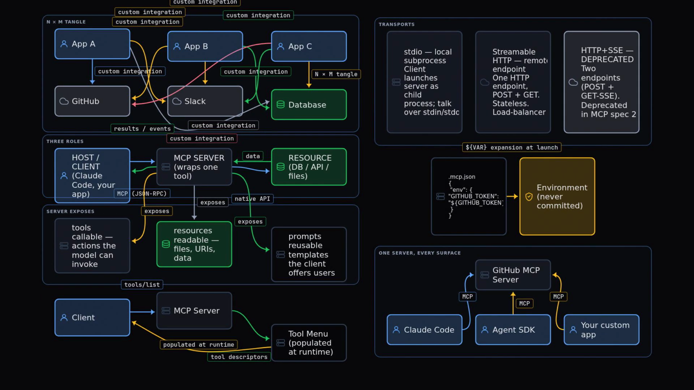This is still one reach at a time. The model asks, the tool answers, done. Loop the reach, and you get an agent. That's the next playlist.